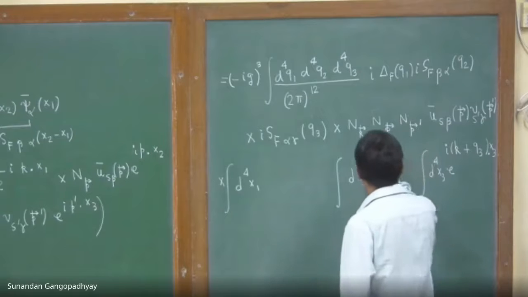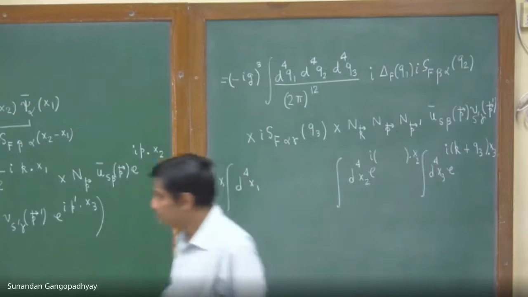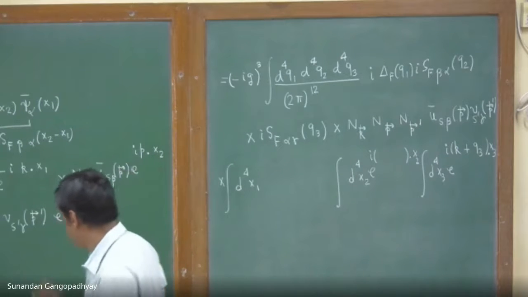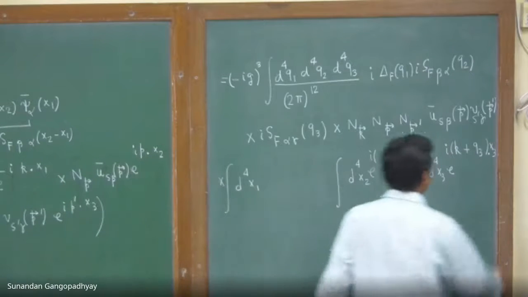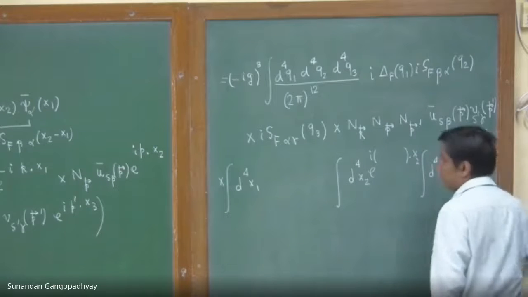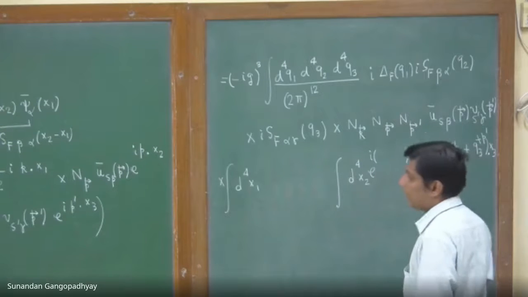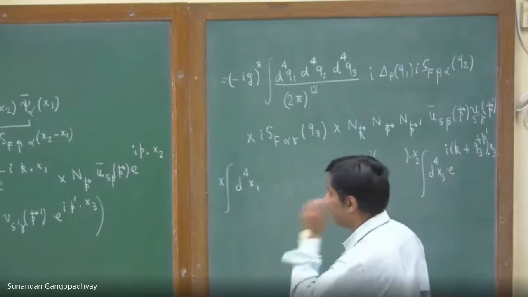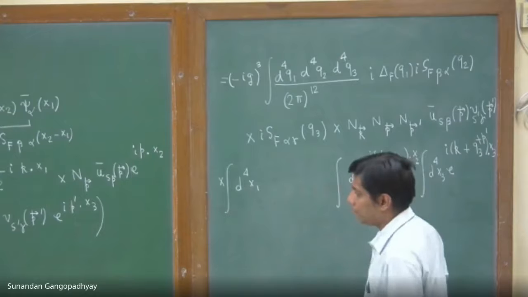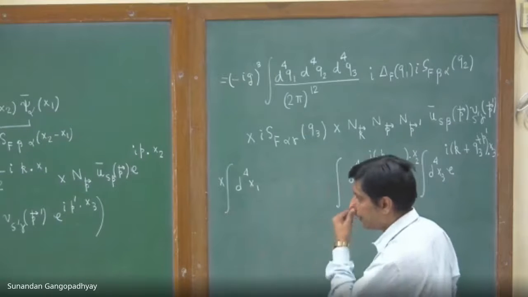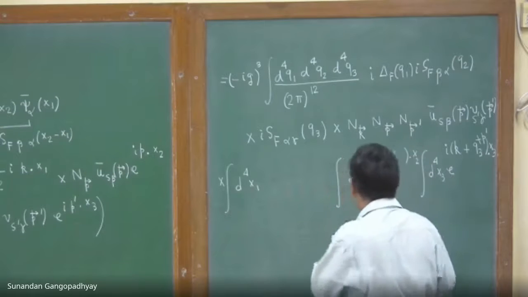Then e to the power of I. There is another term. Which one? Plus b prime. I missed it, right? Yes, you are correct. There is a factor here plus b prime, coming from this factor. Now x2, what do we have? We have minus k, x2, then minus q, and then plus p.